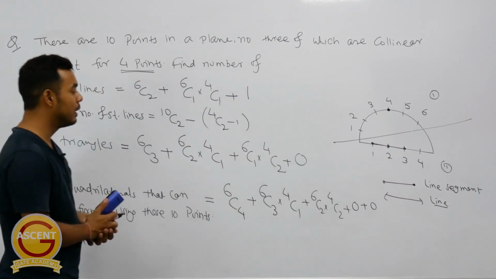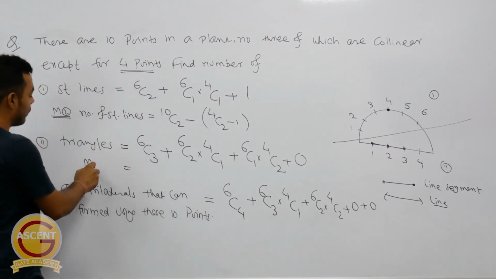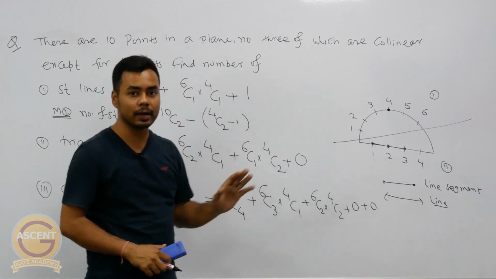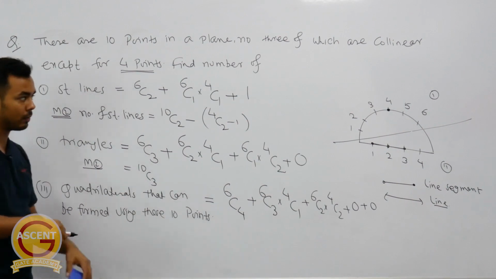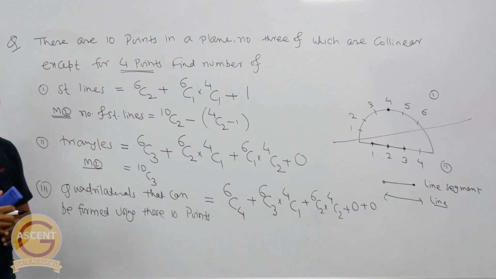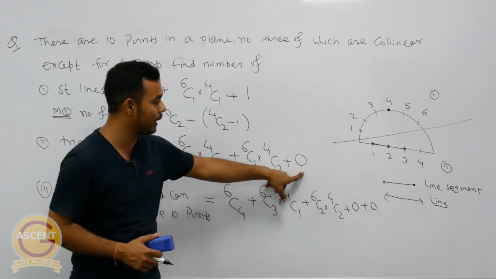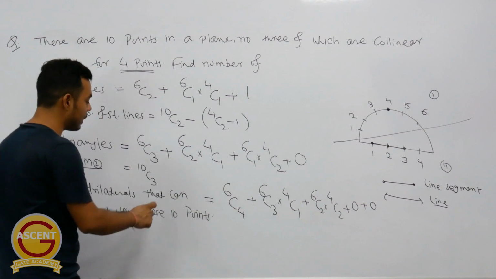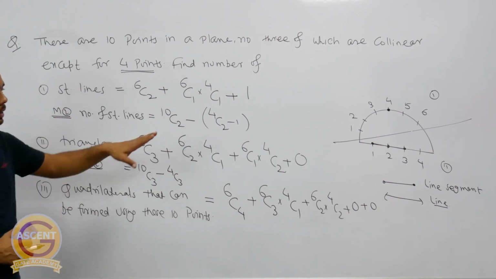Similarly, in case of triangles also you can think that the number of triangles will be, see, if all 10 points are non-collinear, then the number of triangles will be 10C3. If I select any 3 out of those 10 points, then I will get one triangle. Now because these 4 points are collinear, I am not getting any triangle here. Okay, in the last case we are getting 0 triangles. So if I subtract this 4C3 from 10C3, then in that case I will get the actual number of triangles which are formed.